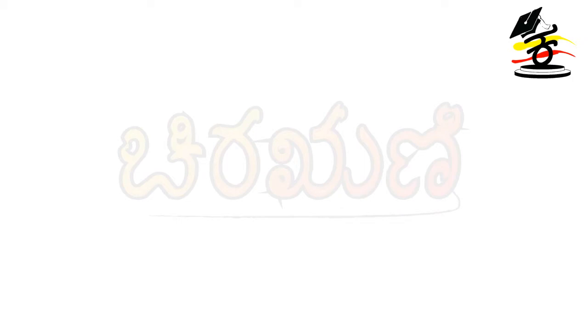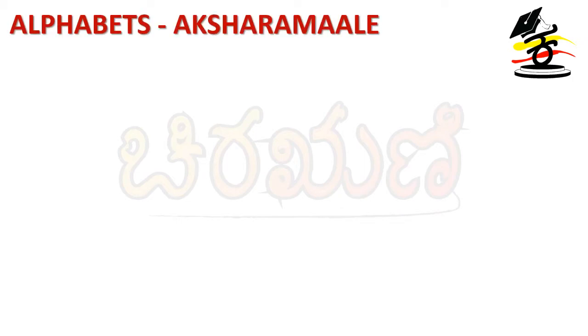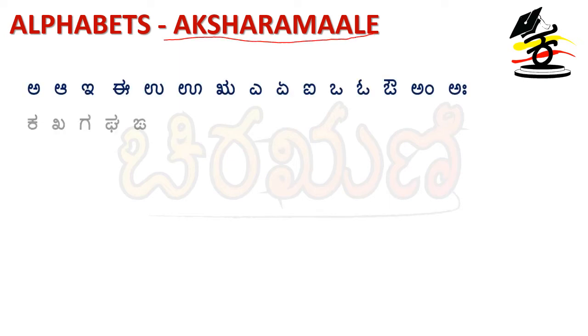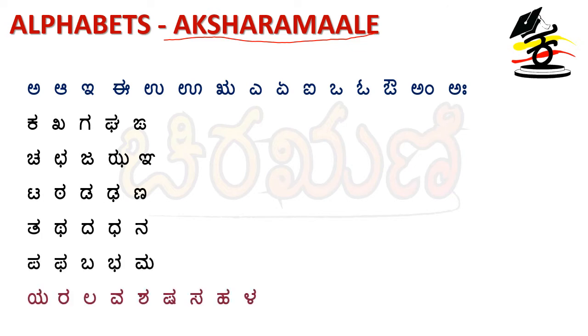Let's give a brief introduction to the alphabets. In Kannada, alphabets are called Aksharamale, and they are nothing but these things. You might be knowing this, even as it exists in your language, but you need to know what these are. So this is A, Aa, I, Ee, U, Oo, Ru, E, Ae, Ai, O, Oo, Au, Aha. This exists in all Indian languages.